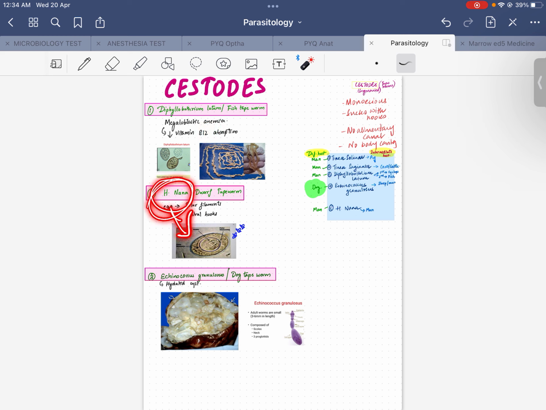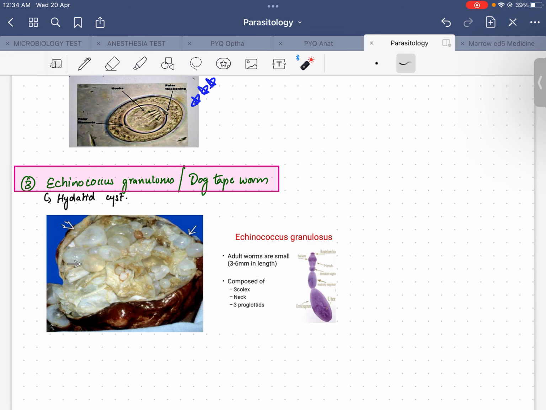Hymenolepis nana, the egg. Learn to identify the egg. Echinococcus granulosus, you know it causes hydatid cyst. In hydatid cyst, you have the water lily sign. The treatment is PAIR, right? It is a very short tapeworm.